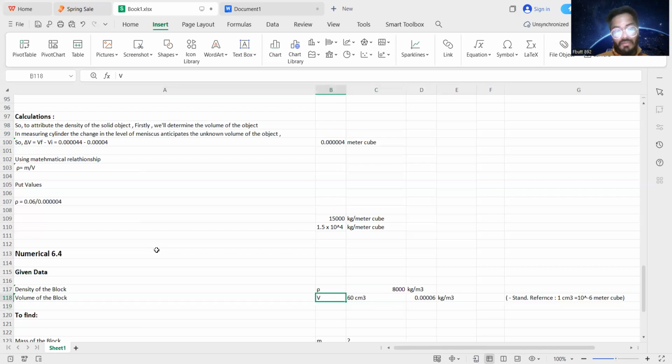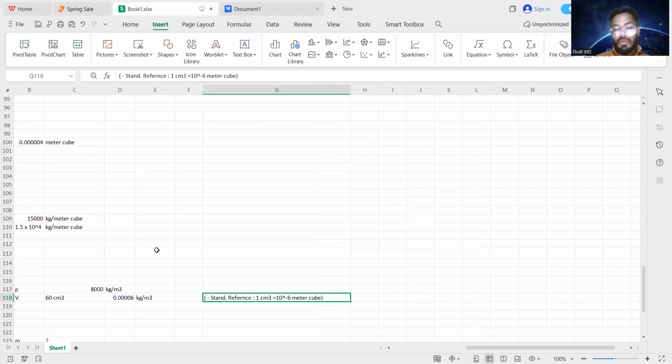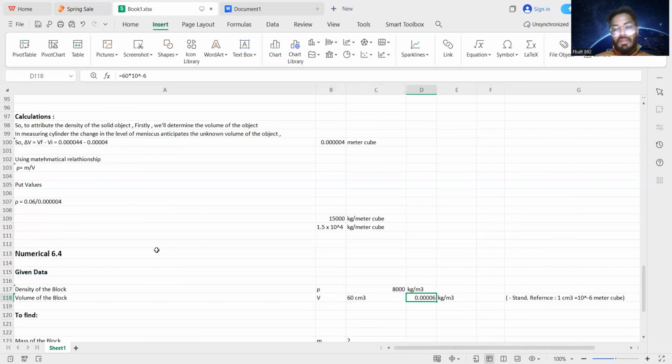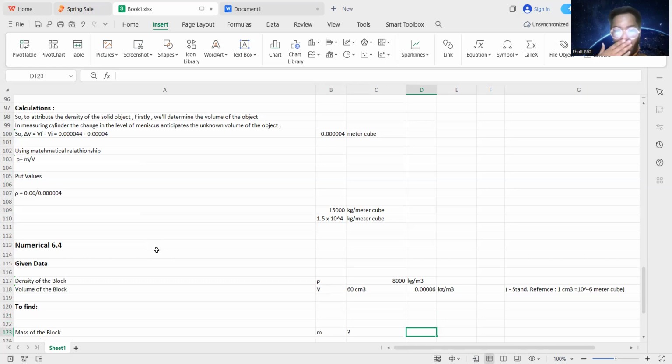The volume of the object is given by the examiner, that is 60 centimeter cube. To convert centimeter cube into meter cube, according to the standard reference, 1 centimeter cube is 10 raised to the power minus 6 meter cube. So 60 centimeter cube is expressed as 6 multiplied by 10 raised to the power minus 5 meter cube, sorry, not kilogram per meter cube. It is meter cube or cubic meter, because volume is expressed in meter cube or cubic meter. Cubic meter is the SI unit of volume.